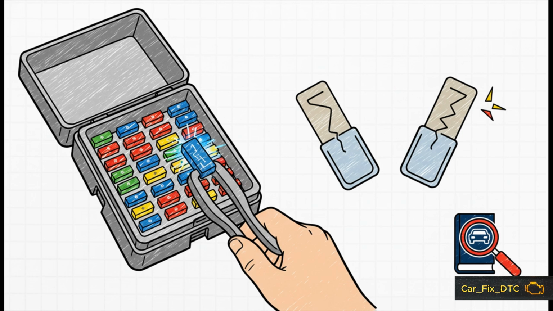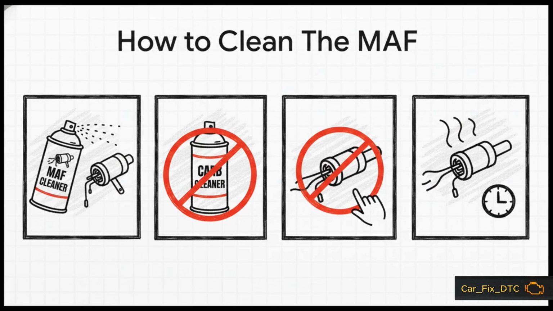The MAF sensor is on a fused circuit, so a tiny little blown fuse could be your entire problem. Check your owner's manual to find the right one, pull it out, and take a look. It takes 2 seconds. Okay, so the filter's clean and the wiring looks solid. Next up, let's try cleaning the MAF sensor.